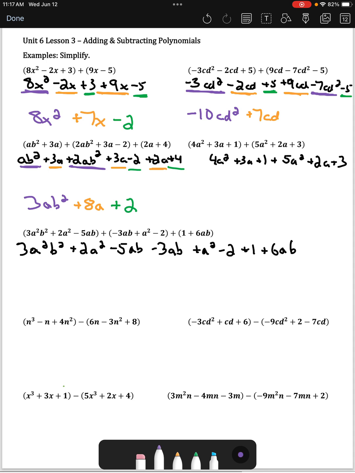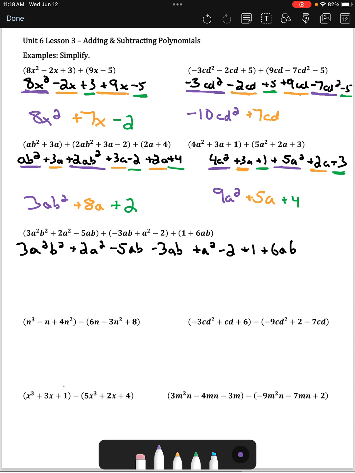In the fourth example, we have a to the second power starting us off, 4a to the second power. That can combine with the 5a to the second power later on, making 9a to the second power. Then we have a 3a. That can join up with the 2a to make 5a. And as far as plain numbers go, we have a positive 1 and a positive 3. Together, that's positive 4.